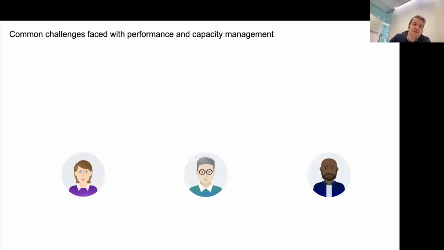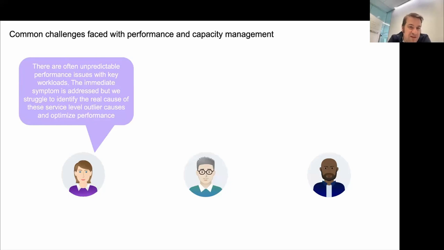So when we talk with a lot of customers around what their challenges are within this, there are many different ways that we can look at this, and also there are many different personas involved or users that are impacted by this. I'm going to focus on 3 of them here just to show some of the common challenges that we often hear.